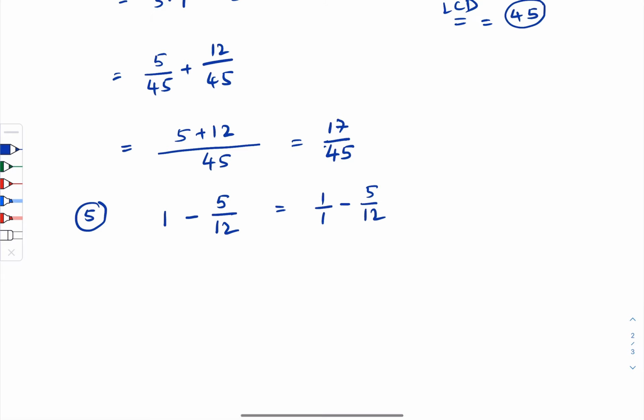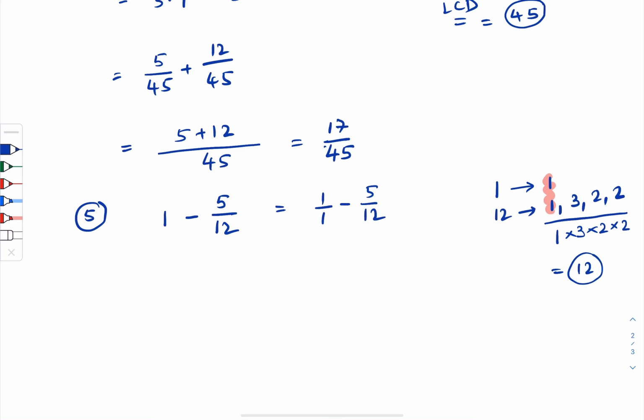There you go. Once you have that as a fraction, you basically have two different denominators. Let's find the LCD for that one. The factors of 1 is only 1. The factors of 12 happen to be 1, 3, well, 2 and 2, right? Since 1 appears in both of them, we'll write that only once, and then we bring the 3 down and the 2 down and the 2. Multiplying them out, we find that the LCD is 12.